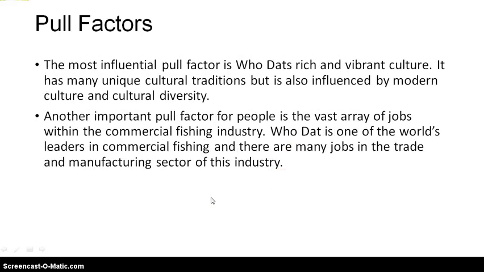Here we have the pull factors box requirement. This slide simply has 2 pull factors addressed that make people want to move to Who Dat. And in Mr. Carter's case for Who Dat, he chose their rich and vibrant culture as one of the influential pull factors, and the amount of jobs within the commercial fishing industry as 2 reasons why people are pulled towards the country of Who Dat and they want to move there.